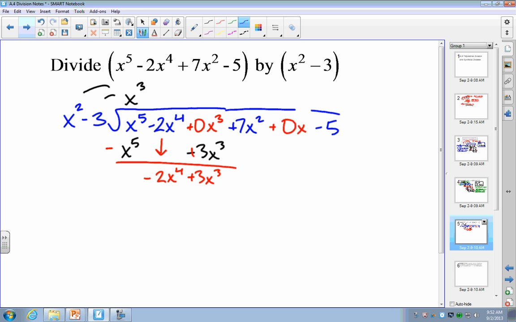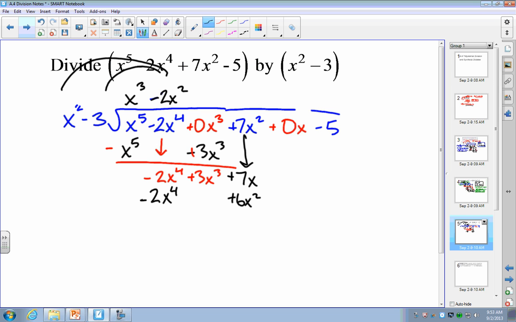So now I need to get an x squared to a negative 2x to the fourth. So how about minus 2x squared? Distribute both of these. It'll give me minus 2x to the fourth and plus 6x squared. So I'm going to go ahead and drop this down so it actually has a place to go. Flip your signs and add. So this swings down, this becomes positive x squared.